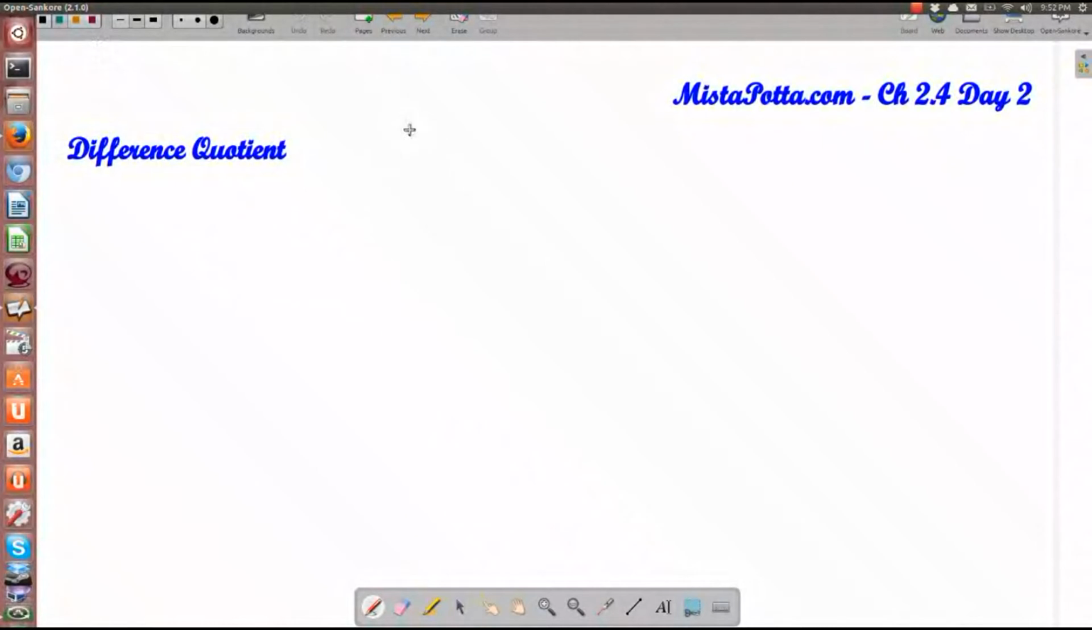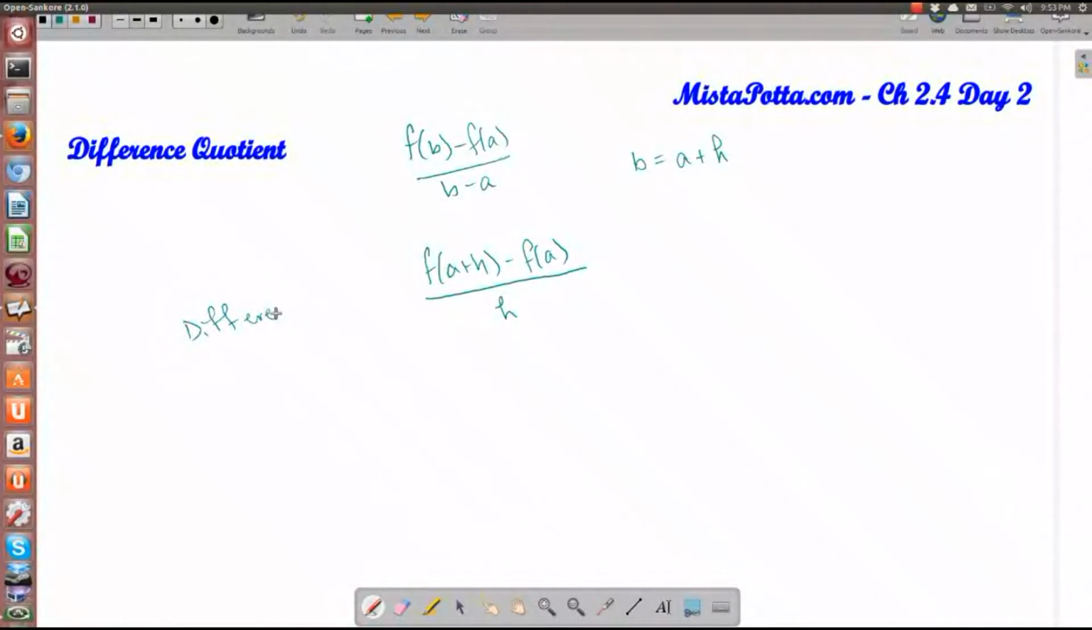So I want to start by talking about the difference quotient. We've been talking about slope, slope being f of b minus f of a over b minus a. My question is, what happens when b is a plus a little bit? So this becomes f of a plus h minus f of a over a plus h minus a, and the a's will subtract out, leaving just h. And this is what we call our difference quotient.